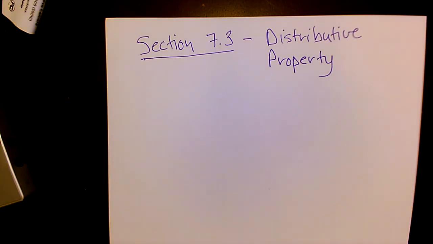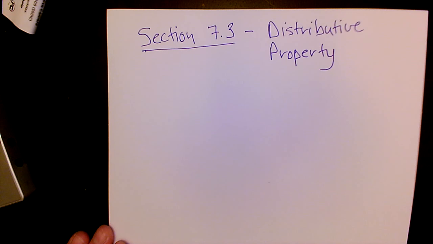Hello again, Math 85. We are going out of order again. We just did 2.2. Now we're going to be doing section 7.3. This will be a pretty short section. It's just on the distributive property, so it might be review for you. You might already know about the distributive property. If you don't, then you will be learning something new.